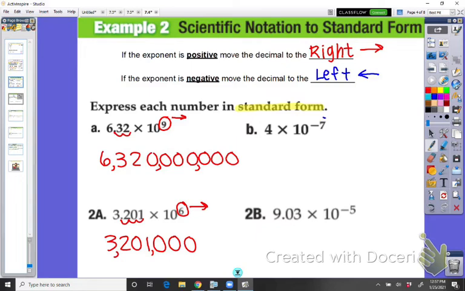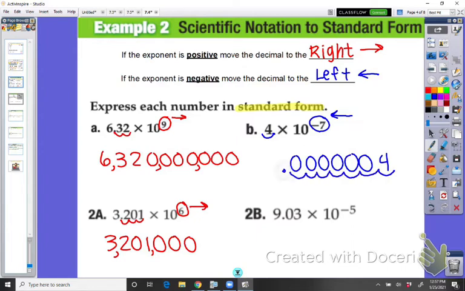The next two have a negative exponent, so I'm moving to the left. So the decimal point is right behind the 4. If I move it in front of the 4, that's only 1, meaning I need 6 more placeholders of zeros. So if that was here, it's 1, 2, 3, 4, 5, 6, 7. And you could put the leading 0 if you'd like.